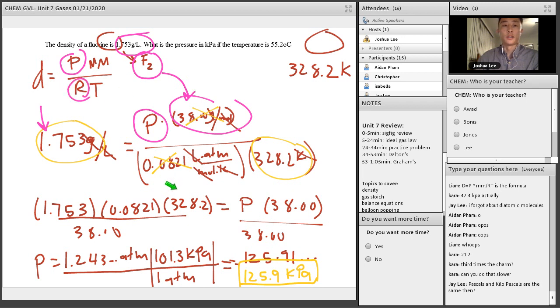R is just the constant. And then temperature, we converted the Celsius to Kelvin and put it here. Pascals and kilopascals are different. There's 1,000 pascals in a kilopascal. So if you're thinking about pascals, then there's 101,300 pascals in 1 atm. Kilopascal, there's 101.